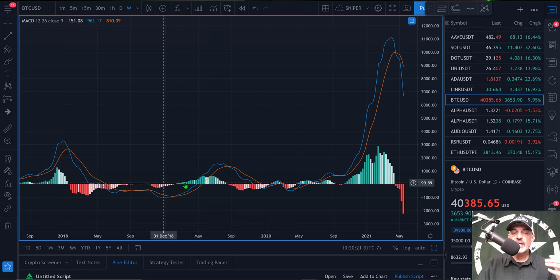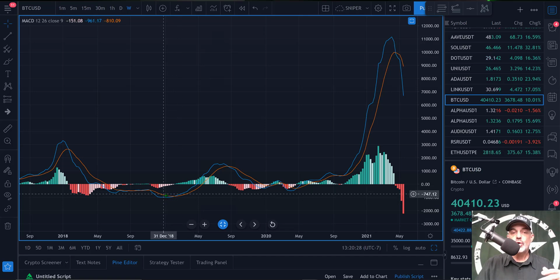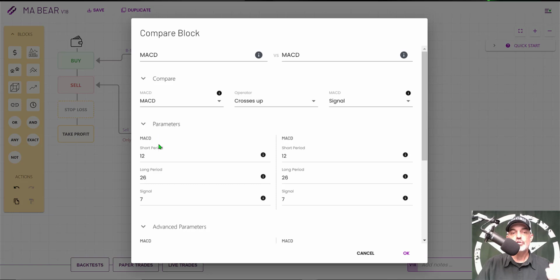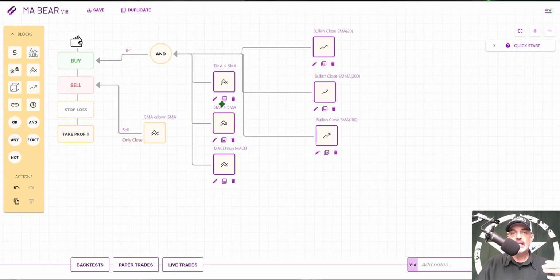And so I do want the price action moving up in my direction. Since I'm going long, I'm looking for the MACD line to cross above the signal line. My parameters for the MACD: I have short period set at 12, long 26, signal at 7, and that's on both sides of the MACD. Then I have advanced parameters set at EMA for my moving average type. And that wraps up the buy side. As you can see, all the blocks are connected to the AND block, which is then connected to the buy block.